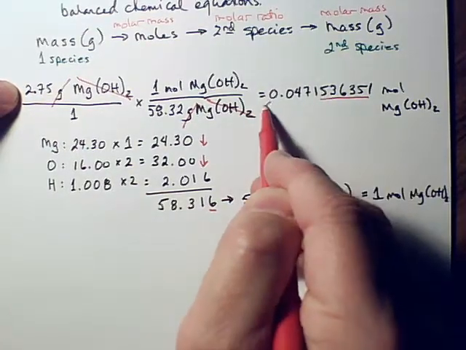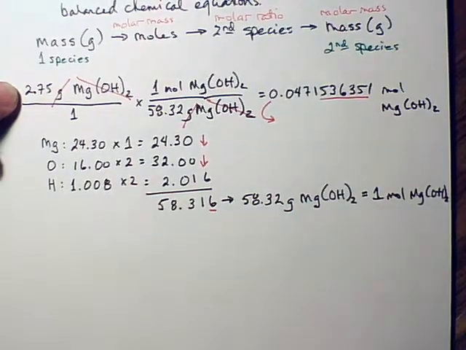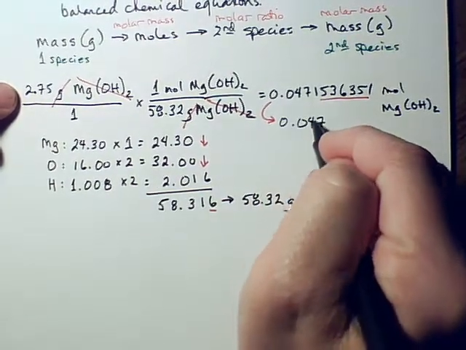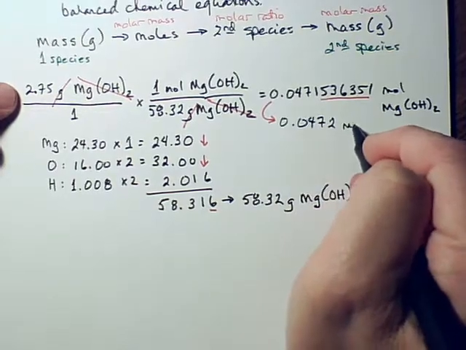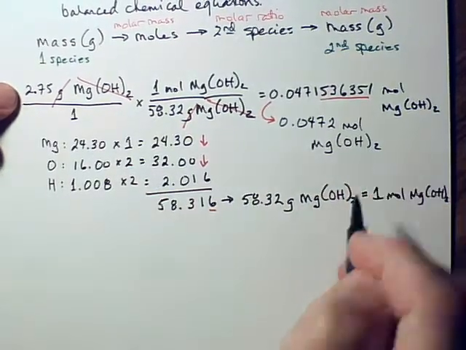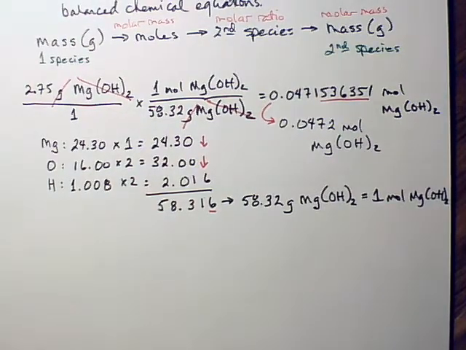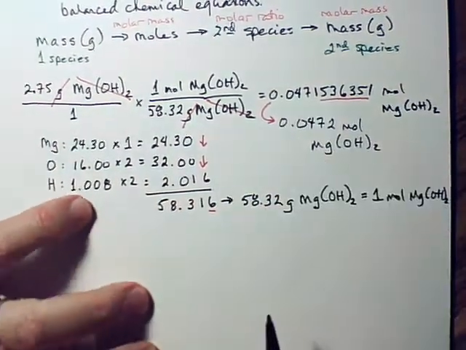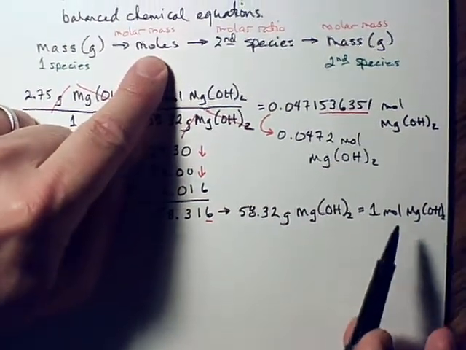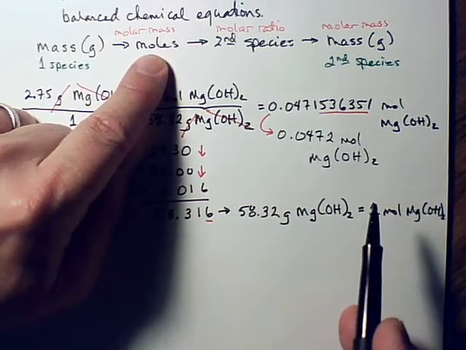Draw an arrow, and we'll do 0.0472 moles magnesium hydroxide. Okay? Now that's just the first step. We've got it in the moles. We're right here. Okay? We've just crossed into the city limits of Moleville.